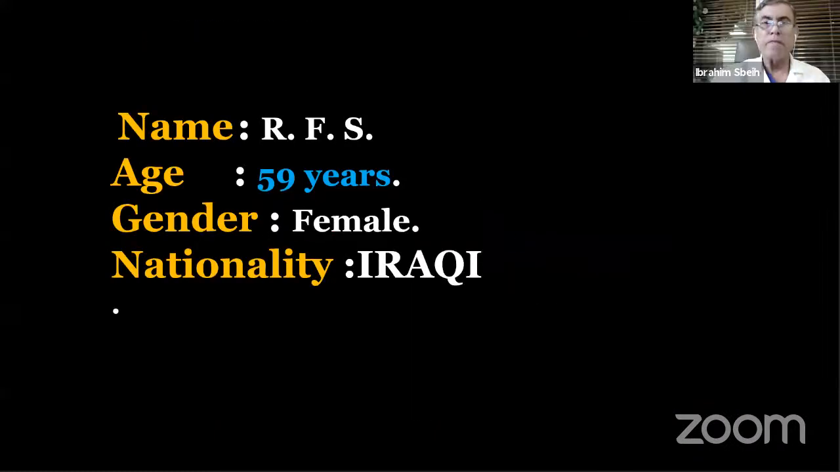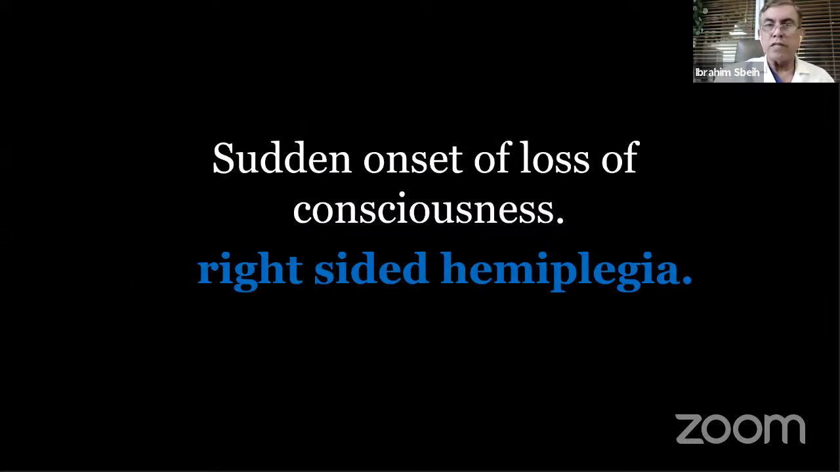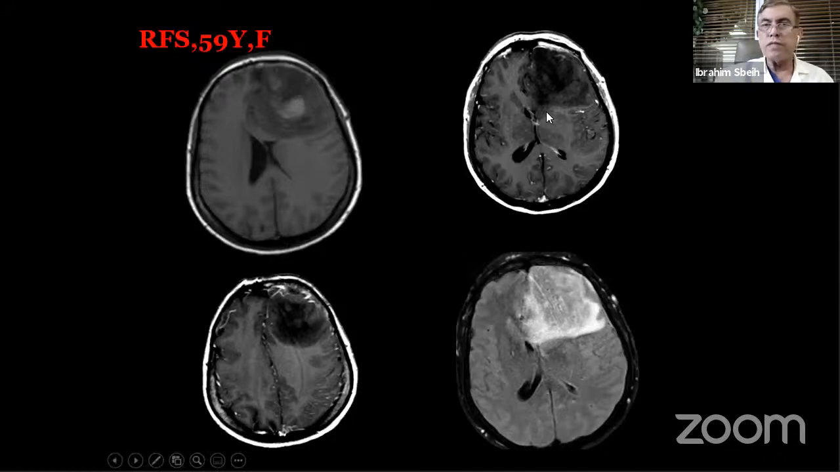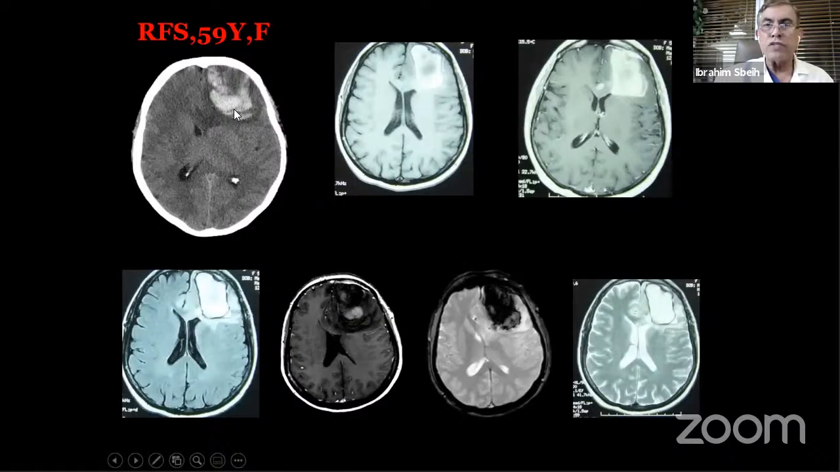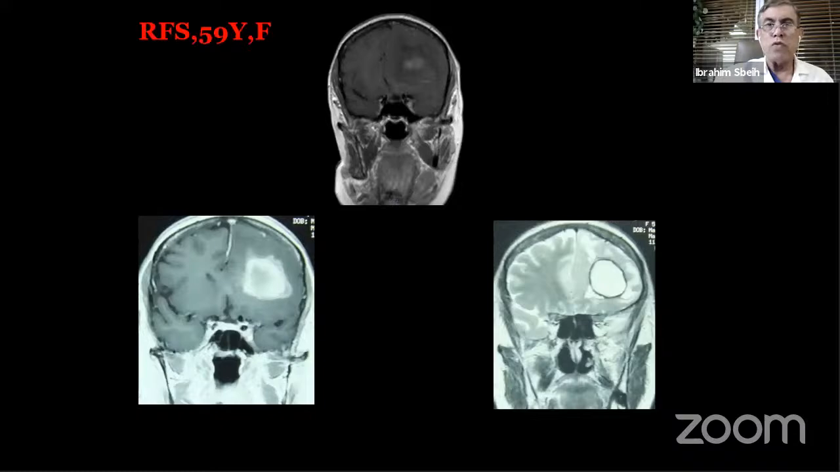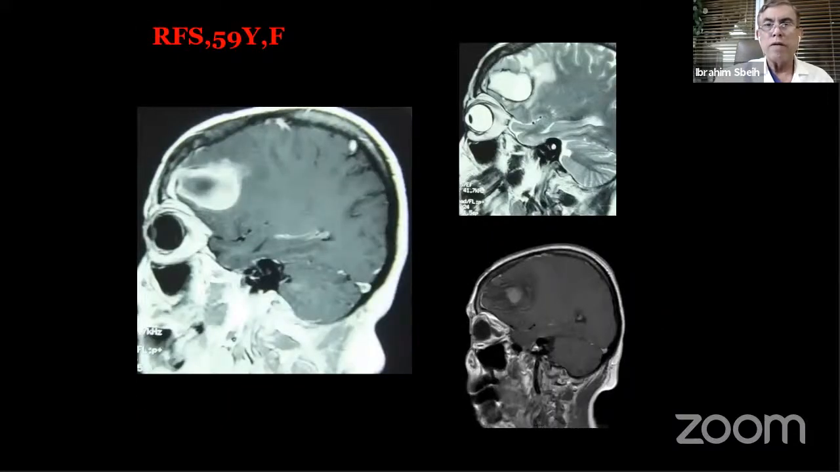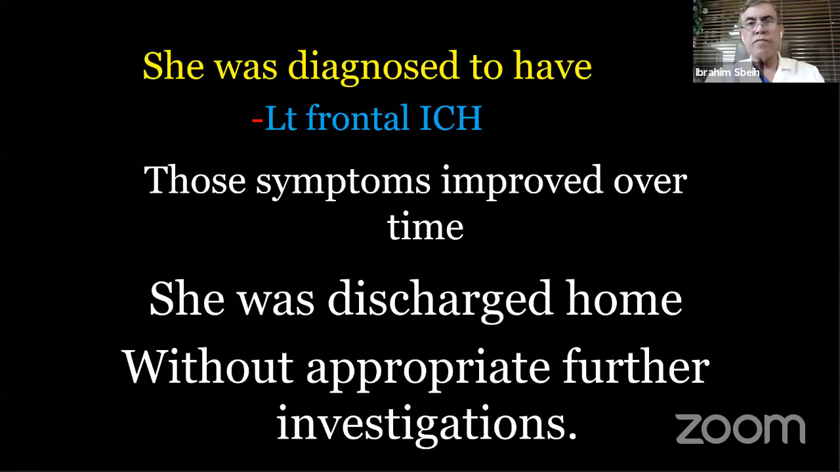Okay. Case number five is a 59-year-old female patient from Iraq. In her home country, she had a sudden onset of loss of consciousness with right-sided hemiplegia. MRI shows this hemorrhage into a lesion. But this, unfortunately, was diagnosed as a primary intracerebral hypertensive bleed for no good reason. It has all the features of a hemorrhage into something. Yet this patient was diagnosed with a left frontal intracerebral hemorrhage and treated with dexamethasone. Her symptoms improved, her stroke was treated, and she went home without any further investigation.